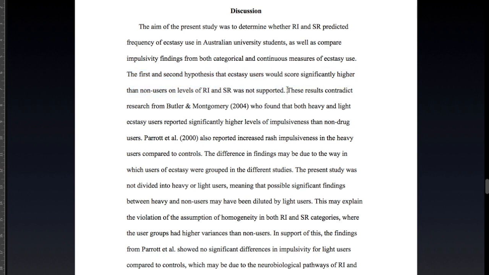And then you talk about whether these results are consistent with what past research would have predicted. So these results contradict past research, which found that both heavy and light ecstasy users report significantly higher scores. Because our results differed, what we want to do is then go in and offer an explanation of why these results may have differed.